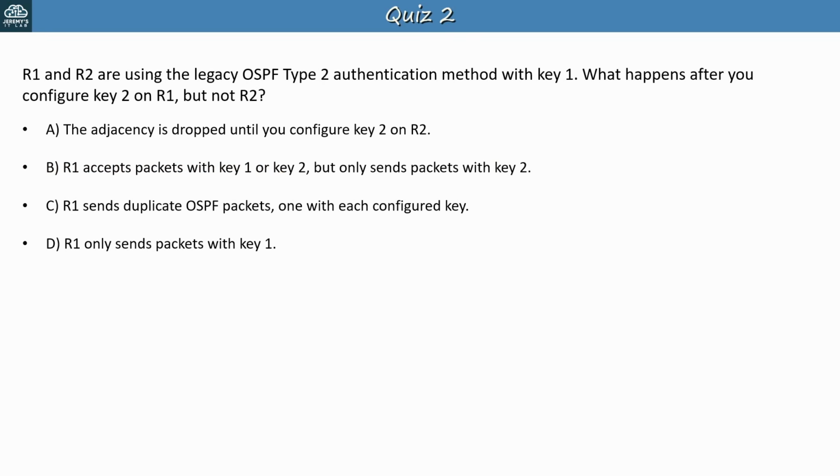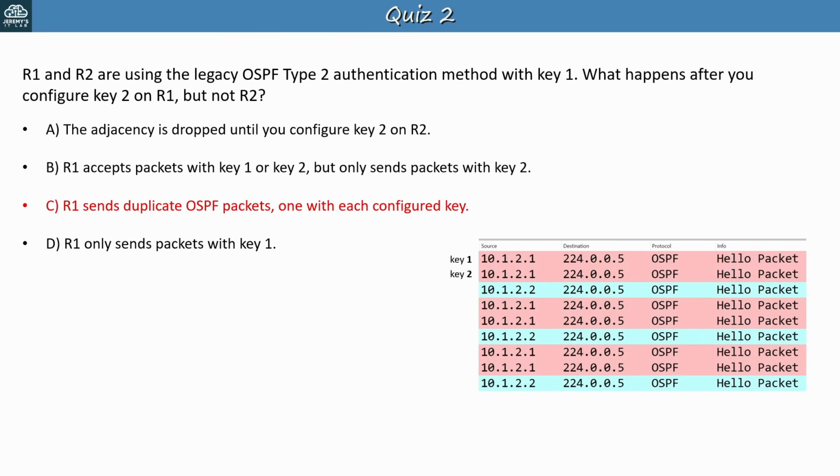Here's quiz question 2. R1 and R2 are using the legacy OSPF Type 2 authentication method with key 1. What happens after you configure key 2 on R1, but not R2? Pause the video now to think about the answer. Okay, the answer is C. R1 sends duplicate OSPF packets, one with each configured key.